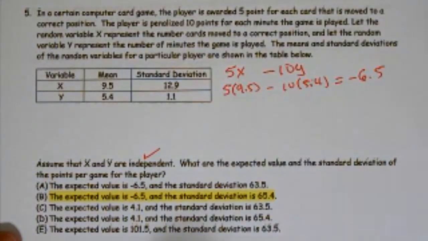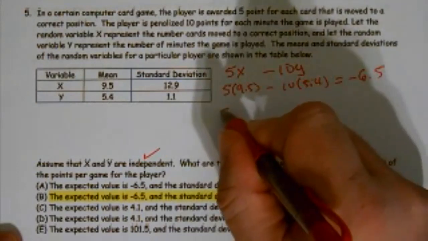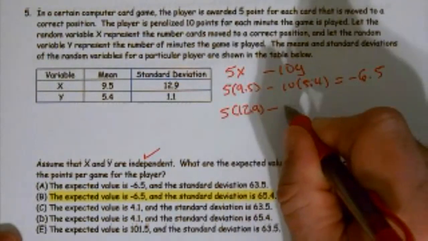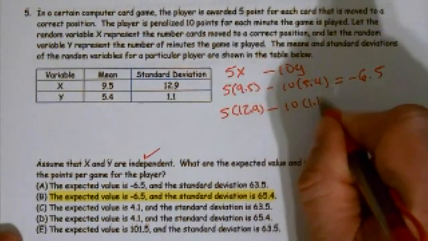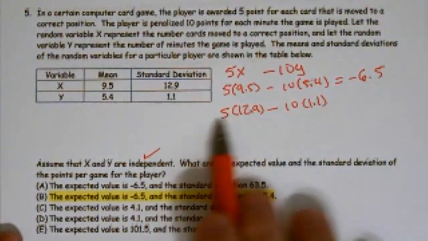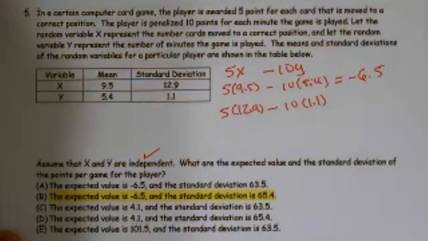Well, our standard deviations are 12.9 and 1.1. So 5 times 12.9 minus 10 times 1.1. Now we have some problems here, but I'm going to work ahead to them because we can't subtract standard deviations.